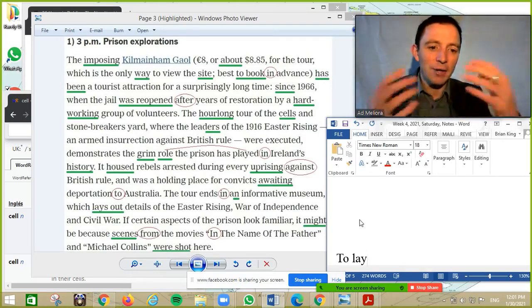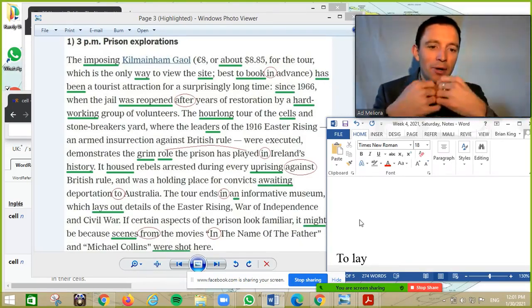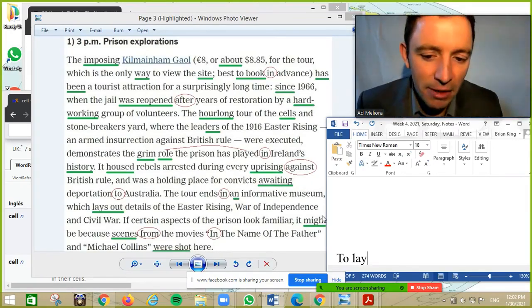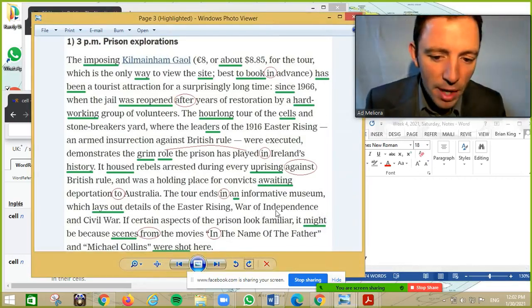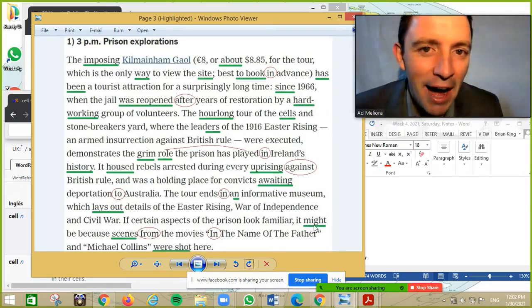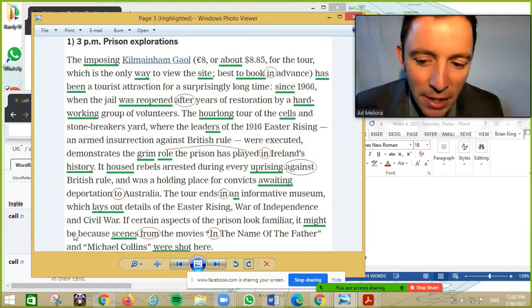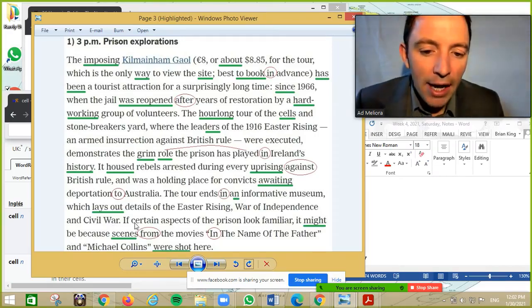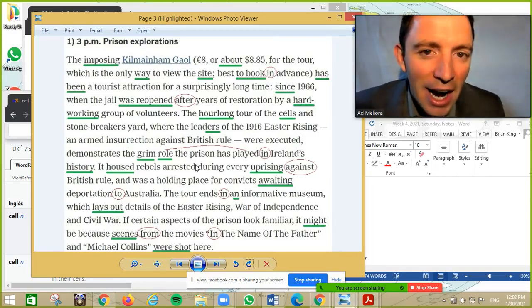Okay, and out is the preposition como mostrar. So here, the example is the museum lays out the details. Como dar a todo el mundo. Okay, to lay out. Very difficult, but very advanced and very formal. Finally, might is a modal verb, and remember after the modal verb we have the following verb in be, but we eliminate the infinitive.